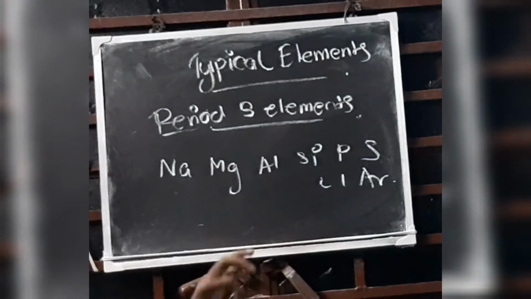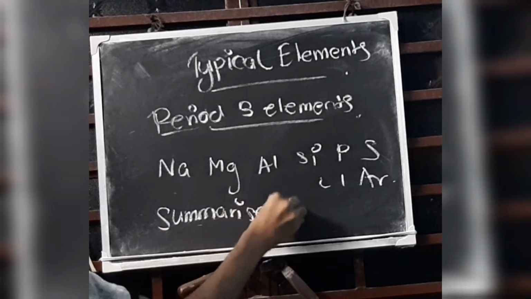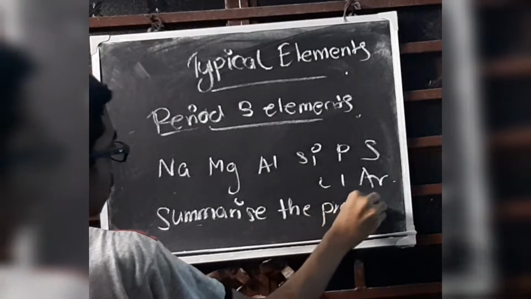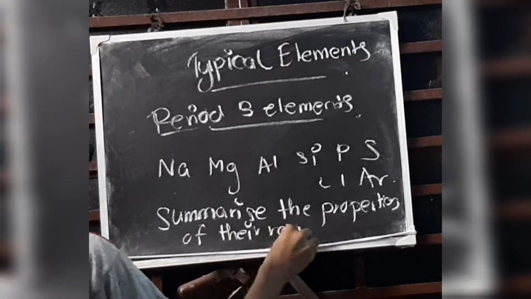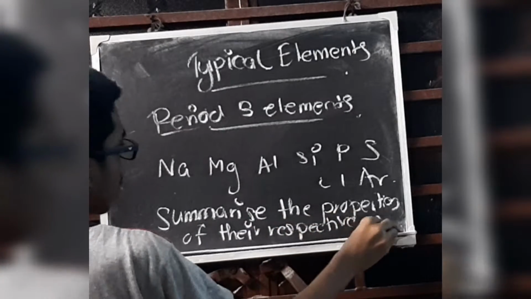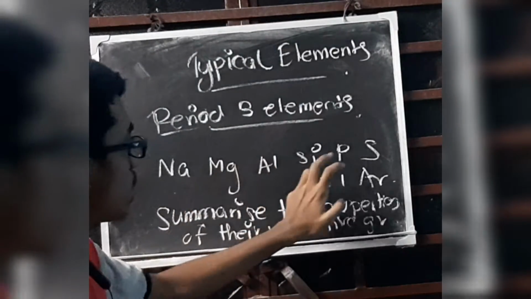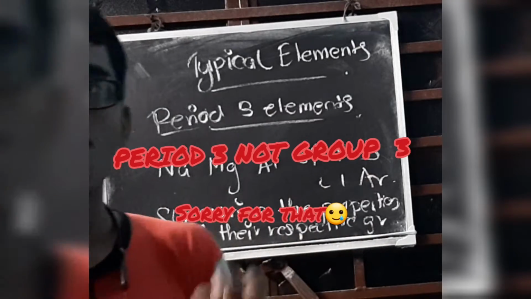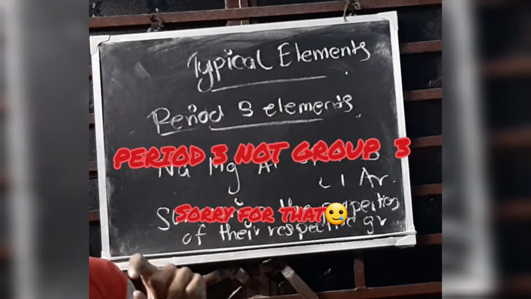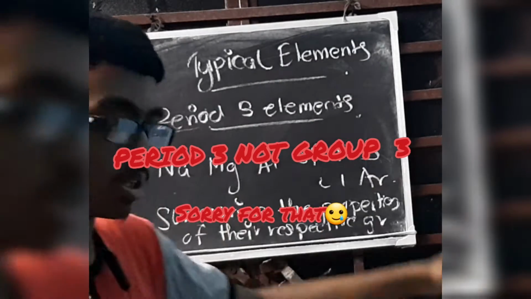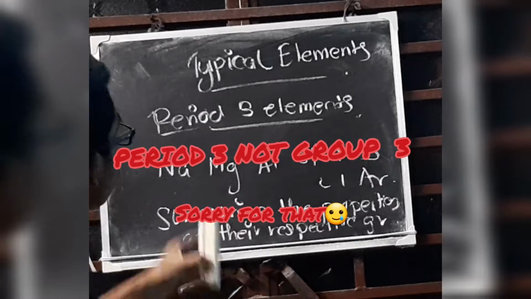And these summarize the properties of their respective groups. Okay, their respective group properties will be summarized by Na, Mg, Al, Si, P, S, Cl, Ar. So for this reason, period 3 elements are called typical elements. Now it is not period 2 because of some internal property that is called oxidation state number. These have fixed oxidation state numbers, but period 2 varies. So we have considered period 3 as the typical elements.